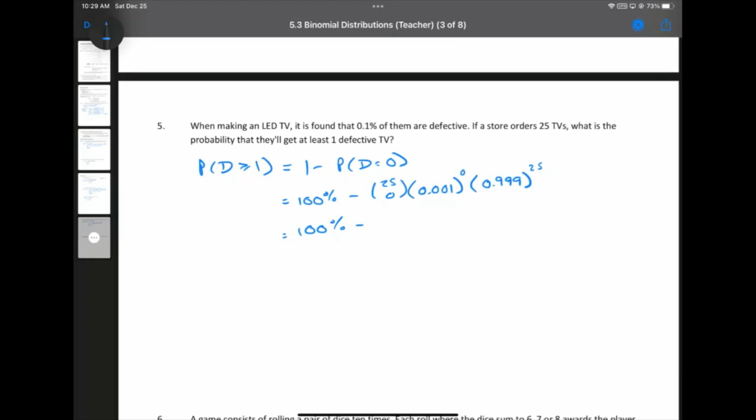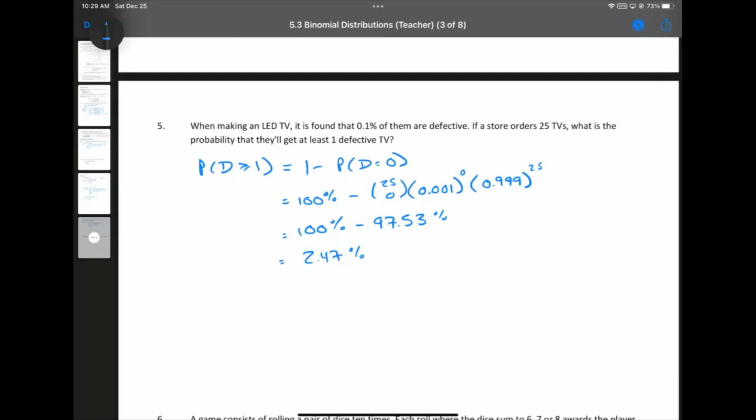Okay, so the good news is the first and second factor are actually ones. They don't do anything. So all we have to punch into our calculator is 0.999 to the exponent 25. And that works out to be 97.5%. And you know what? I'm going to keep one more decimal, I think, in this case. 97.53%. And so the probability that I get at least one defective television will be the difference of those, which is going to be 2.47%. Okay, so despite the fact that only 1 in 1,000 televisions is actually defective, if I have 25 of them, there's a 2.47% chance that I have at least one defective one.